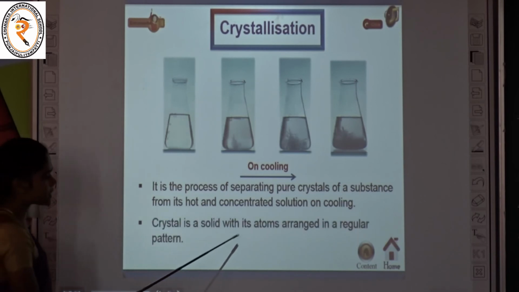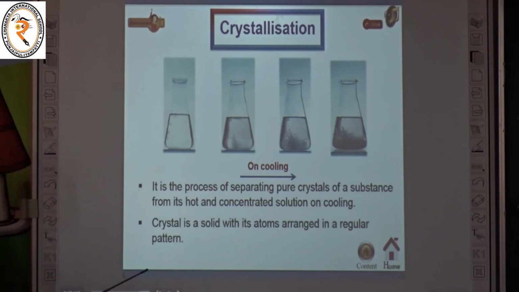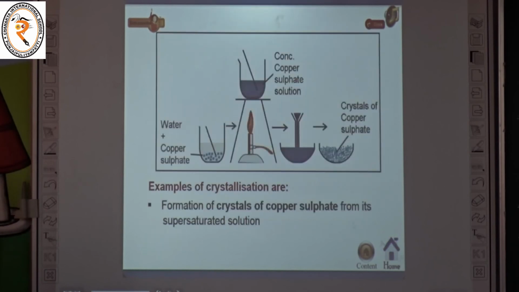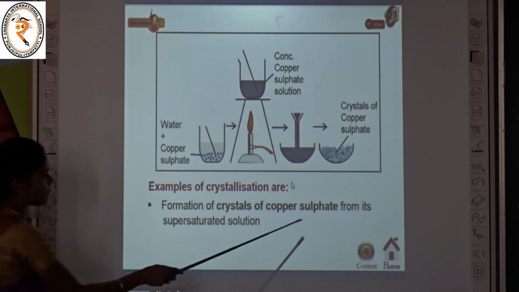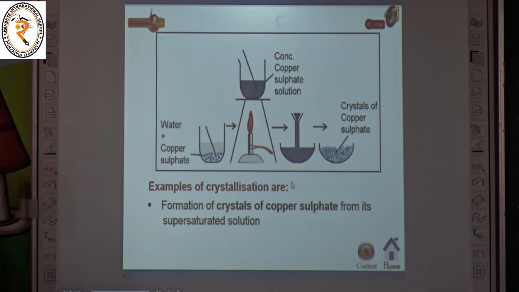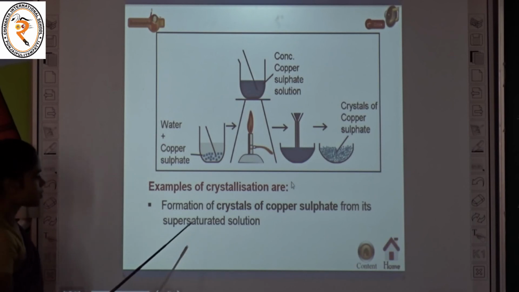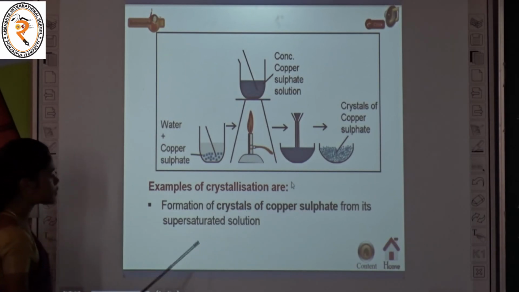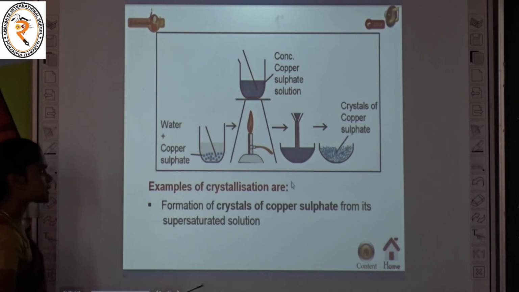A crystal is a solid with its atoms arranged in a regular pattern. So what is called a crystal? It is actually a solid in which atoms are arranged in a regular pattern. And the next one. See, an example of crystallization is the formation of crystals of copper sulfate from its supersaturated solution. A solution definitely consists of water. So copper sulfate solution consists of water plus copper sulfate.